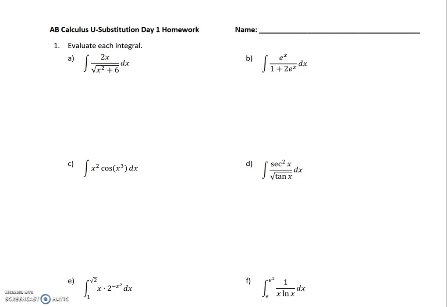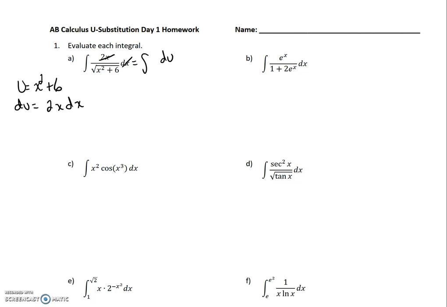Okay, so when we're looking at these problems, we need to define a u and then rewrite the integral in terms of that u. So in this case, you can see that the 2x is the derivative of x squared plus 6. So I'm going to let my u equal x squared plus 6. And when I take the derivative of that, I'm going to have 2x dx. Notice that 2x dx is in this original integral. And now I'm going to rewrite in terms of u. The 2x dx is going to be replaced by a du.